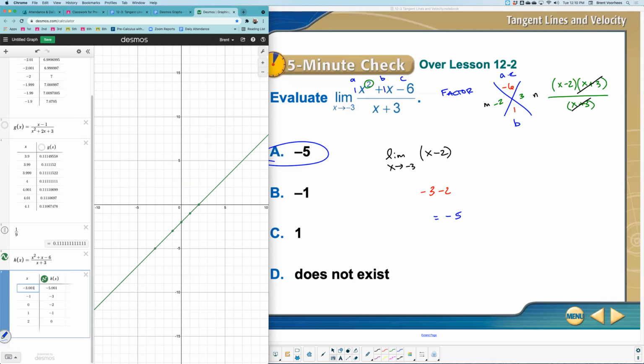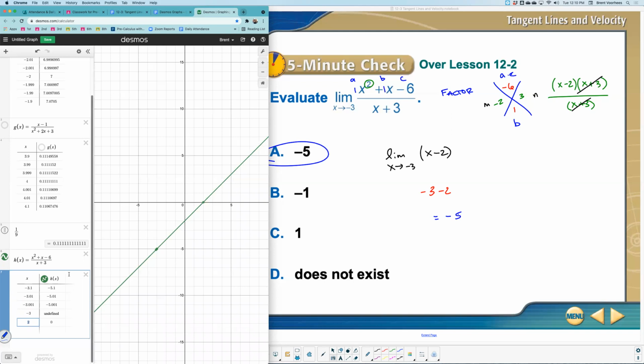Let's see, -3.01. Oh, I'm doing this backwards, sorry. -3.1, -3.01, and then -3.001. Okay, so I'm closing in on the value -3. You can see it's undefined. That's because you're not allowed to divide by 0, so the function itself is undefined.